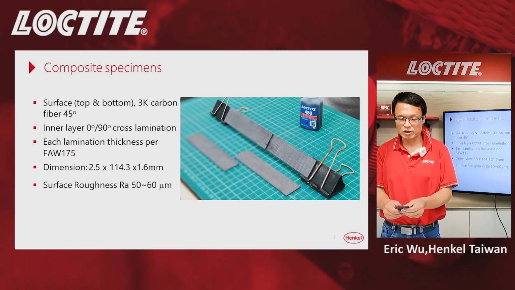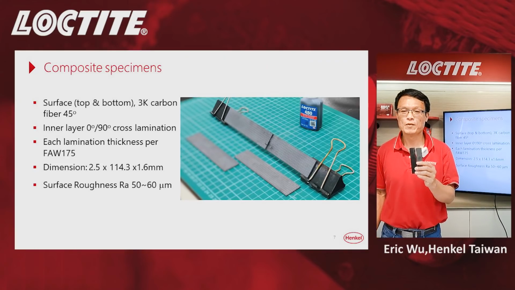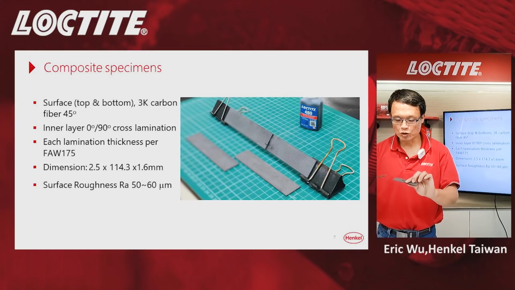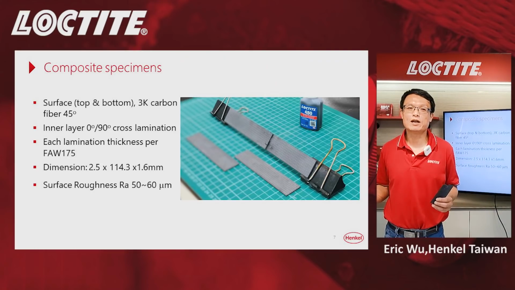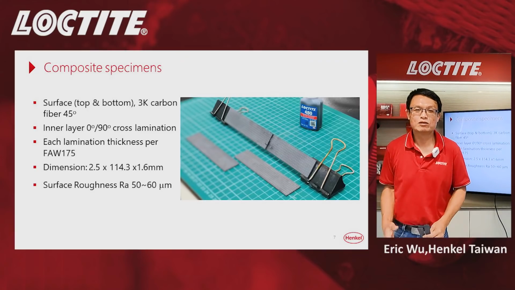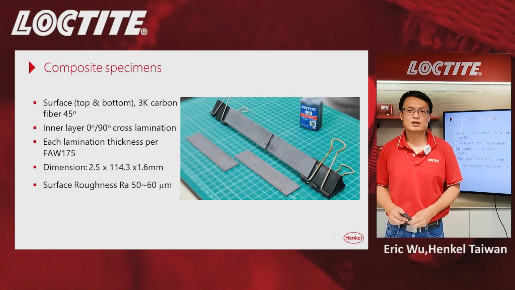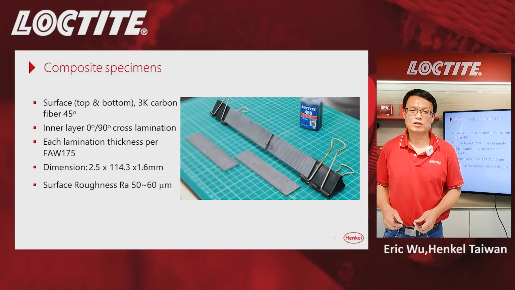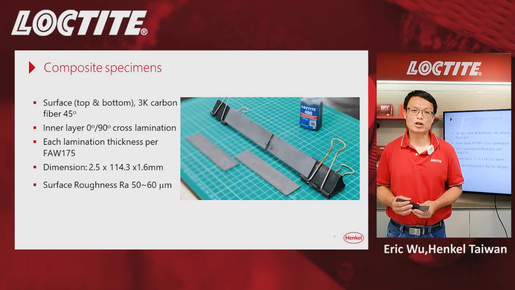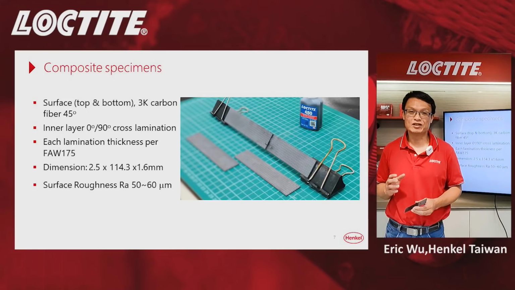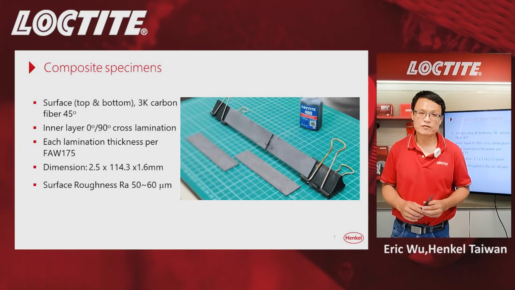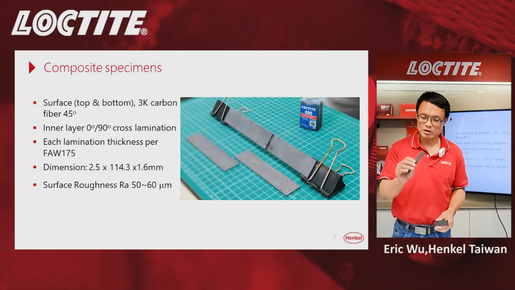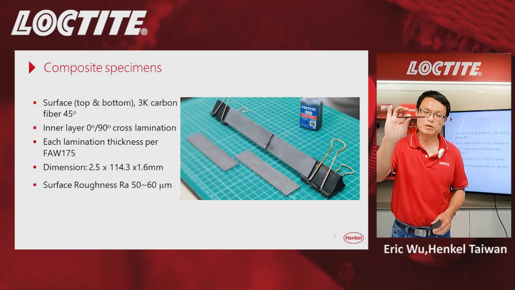I would like to introduce the composite material we use here. This composite material just follows the industrial practice. That means what the industry uses, we are trying to match the spec of the composite material, such that the data we generate can be used by our design engineers. This composite material, we are using cross-lamination according to FAW 175 until it reached the thickness of 1.6 millimeter.